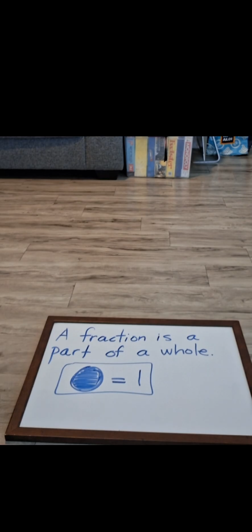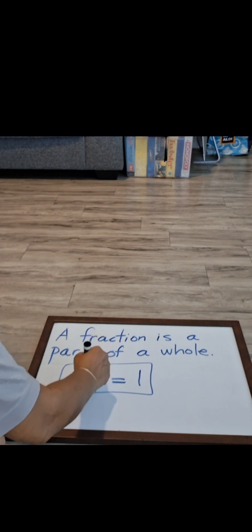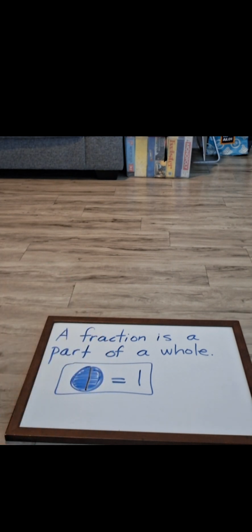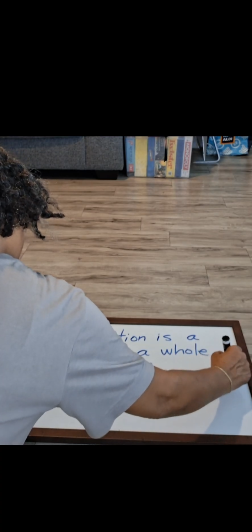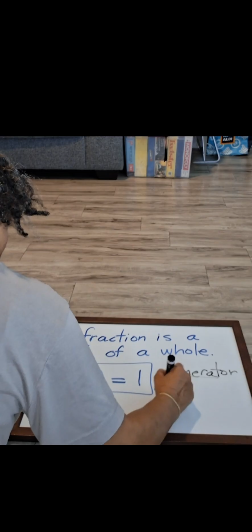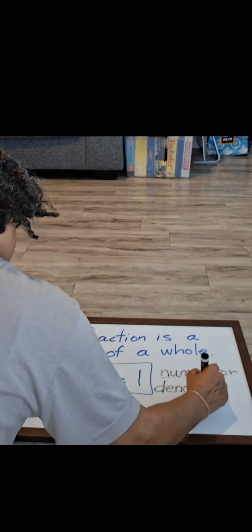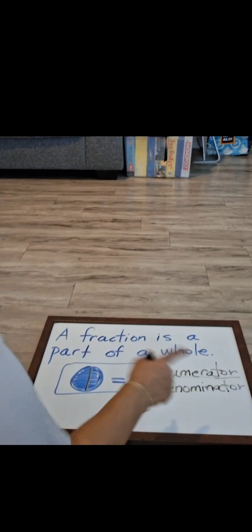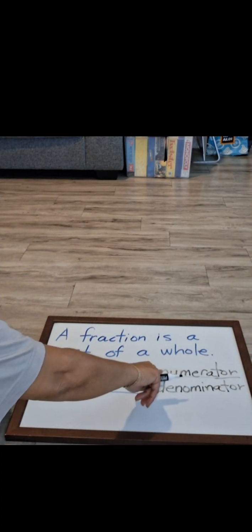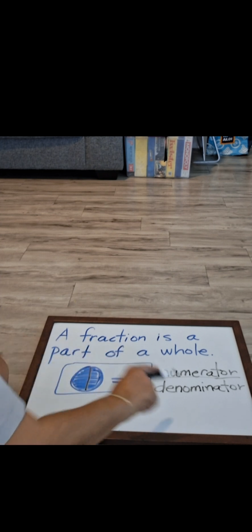Okay, so say we have a whole. That's equal to 1. And we break it or part it down the middle. Right now we're going to talk about the numerator, which is the top number, and the denominator. The numerator is the number on the what? Top. And the denominator is on the bottom.